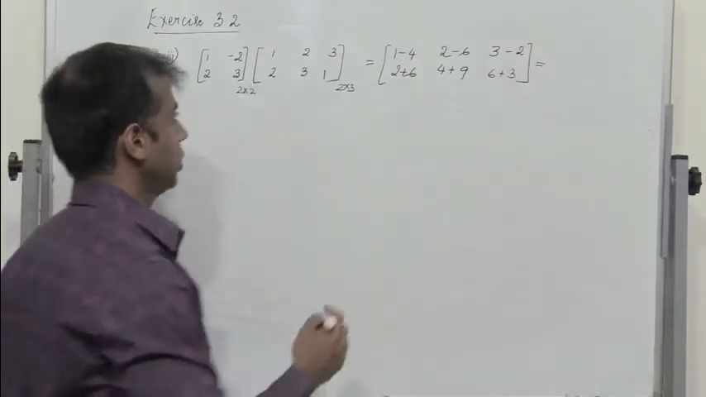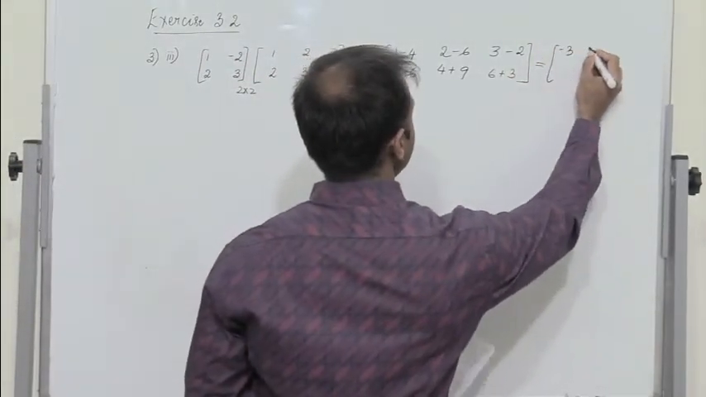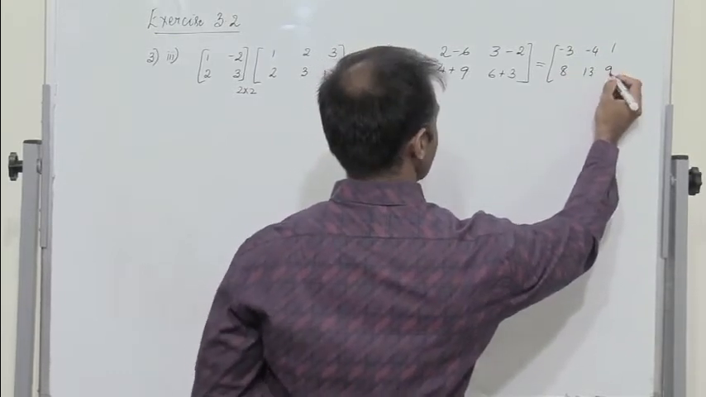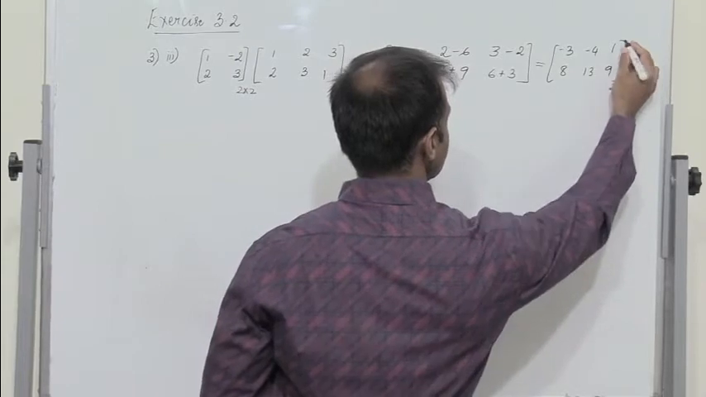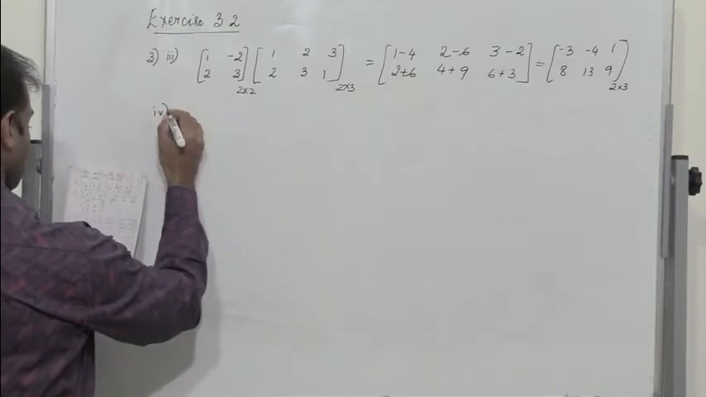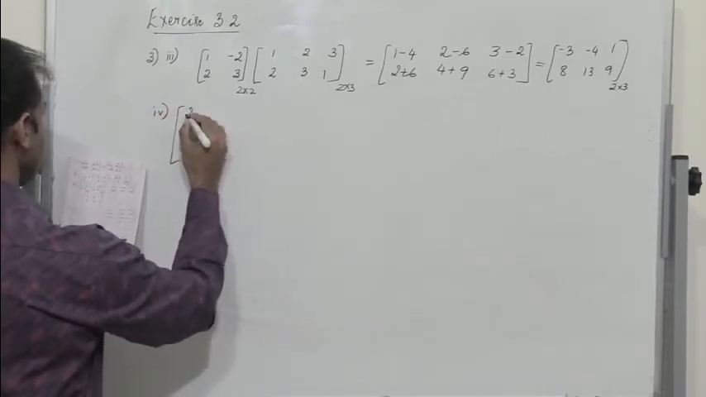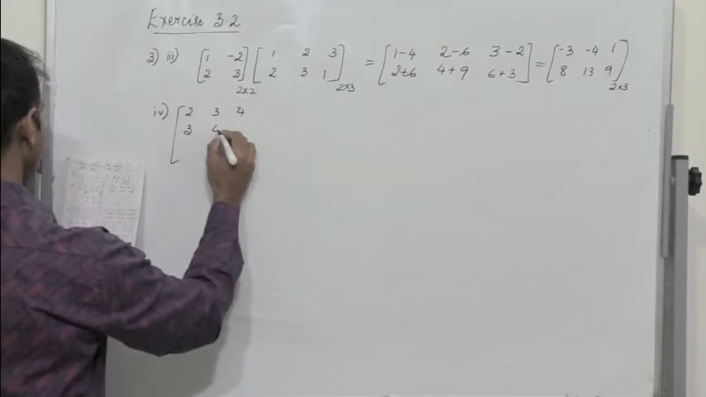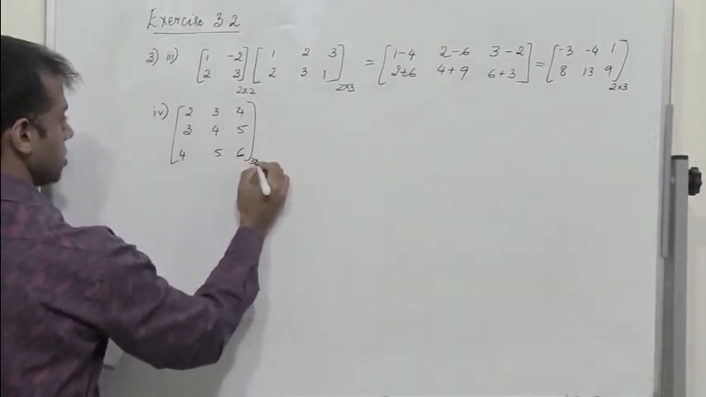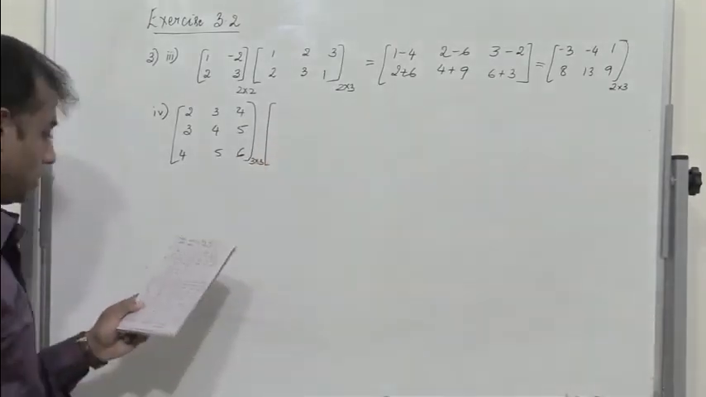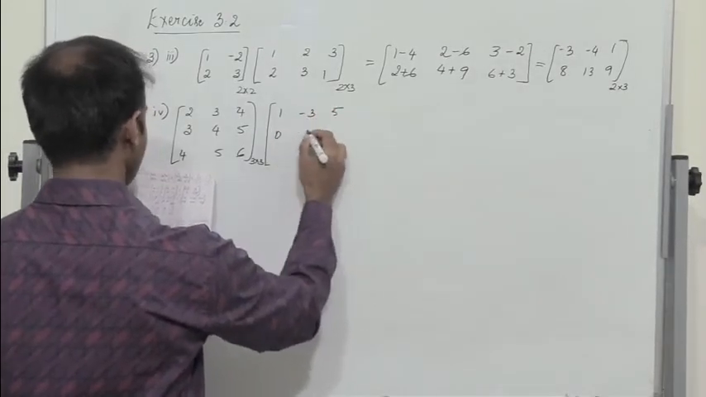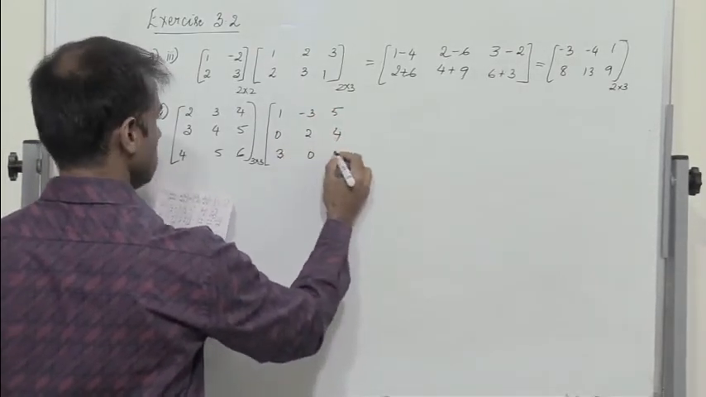So I am basically left with the answer, which is minus 3, minus 4, 1, and then I have 8, 13 and 9. So this is of order 2 cross 3. Right? So taking the next one, I have two matrices: 2, 3, 4, 3, 4, 5 and 4, 5, 6, a matrix of order 3 cross 3, and another matrix of order 3 cross 3, which is 1, minus 3, 5, 0, 2, 4, 3, 0, 5.